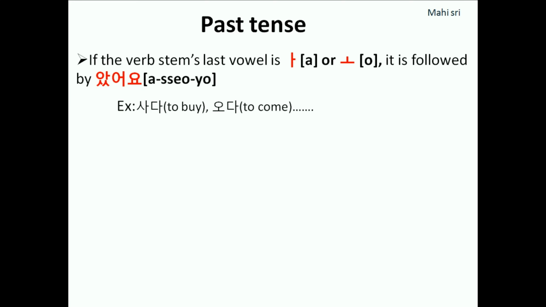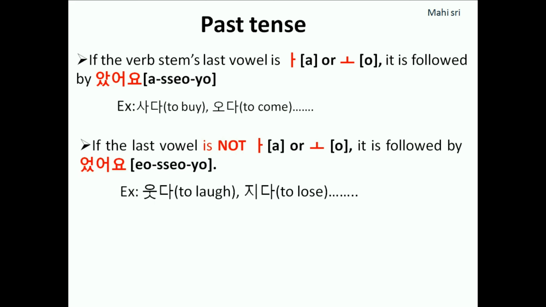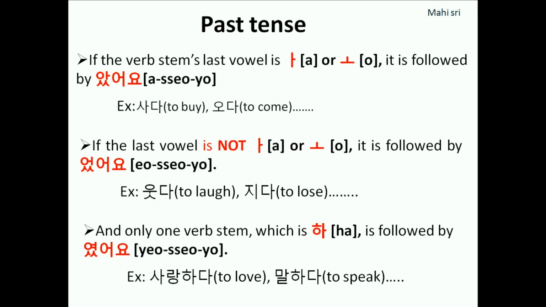Now, to conjugate verbs into past tense, there are three simple rules, the same as present tense. So these are the rules. If the verb stem's last vowel is a or o, it is followed by asoyo. For example, sada and oda are verbs whose verb stem last vowel is a or o. Then the second rule is, if the verb stem's last vowel is not a or o, it is followed by osoyo. And the only verb stem which is ha, meaning hada verbs, those verbs are followed by yosoyo. Examples: sarangada, marada.